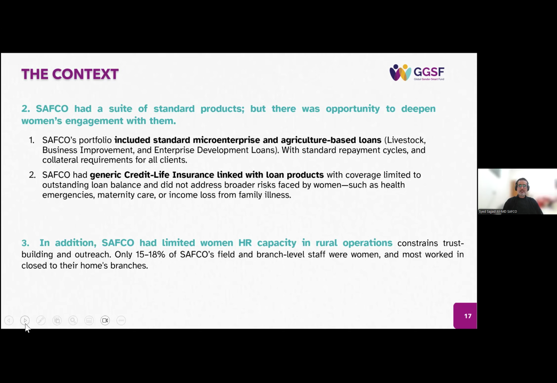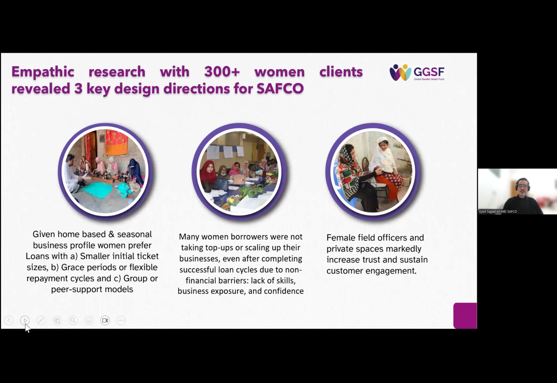And one of the biggest challenges was to have women human resources in the institution, because whenever you are working in rural areas, particularly where there is a low literacy rate and women are not being allowed to get an education, it is difficult to engage women as field officers in the institution. So we had only 15 to 18% women staff to interact with the female segment, which is being targeted up to 70%.